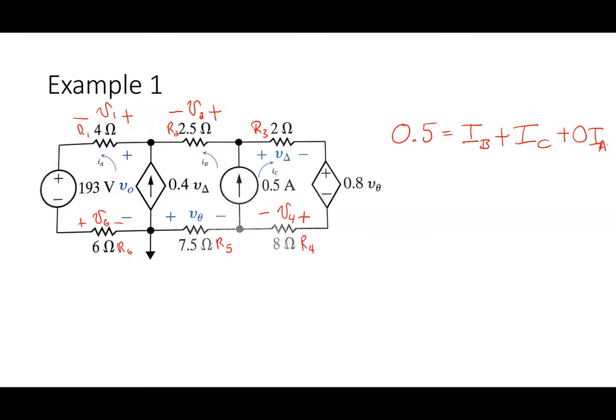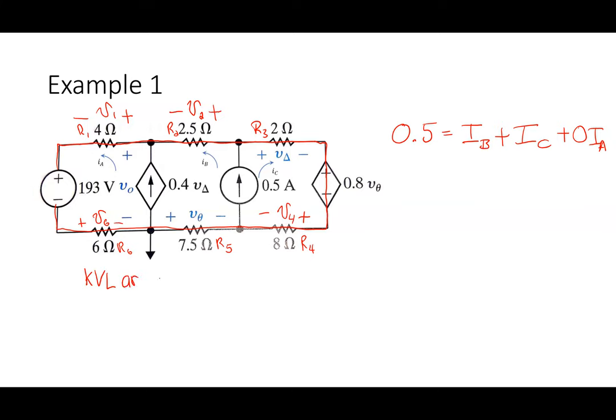Where's my super mesh? It's around the entire exterior part of the circuit. So I'm going to draw a red line through that. Okay, there's my super mesh, like that. So let's do KVL around the super mesh.